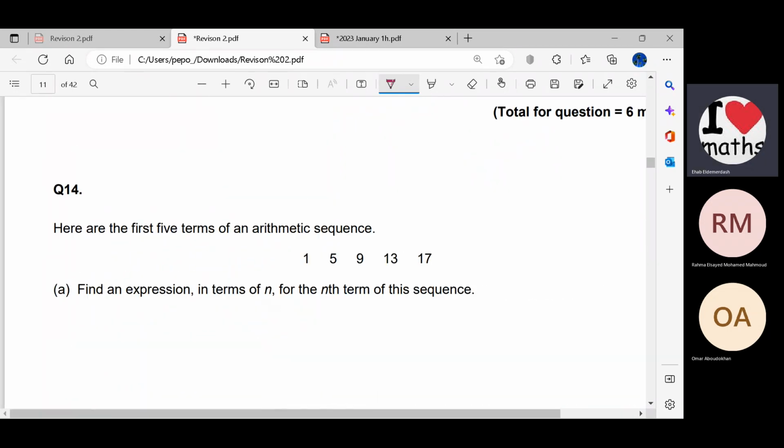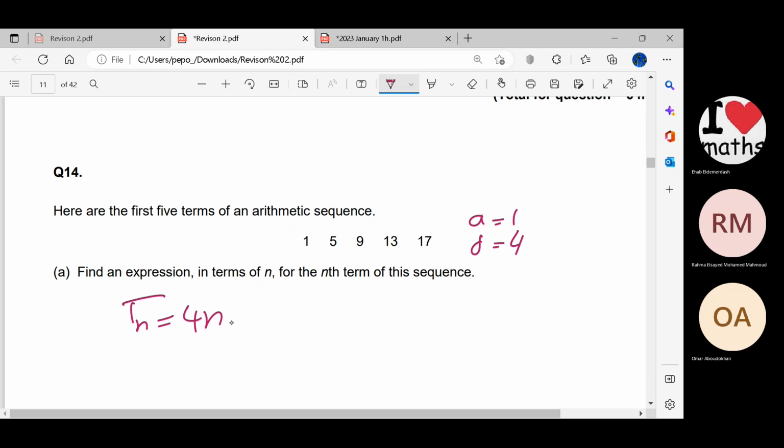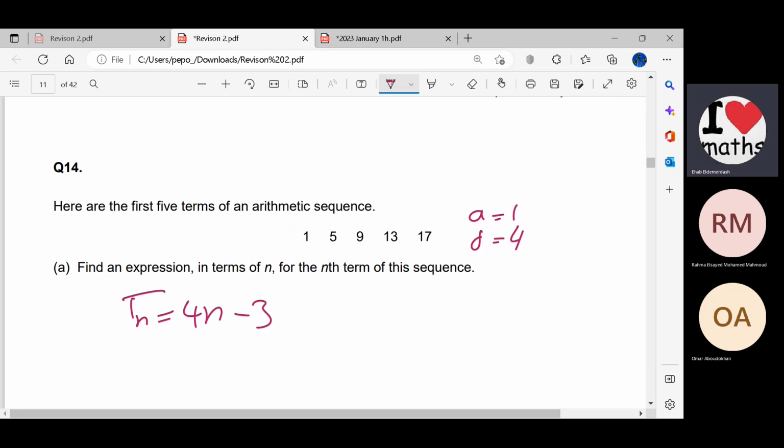Okay, here is the first 5 terms of an arithmetic sequence. It's so easy. I think these questions are easy. So who can find the nth term? A equals 1 and d equals 4. So the nth term Tn will be 4n minus 3. You can do it any way.